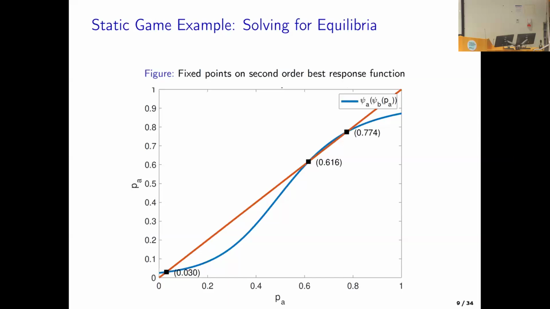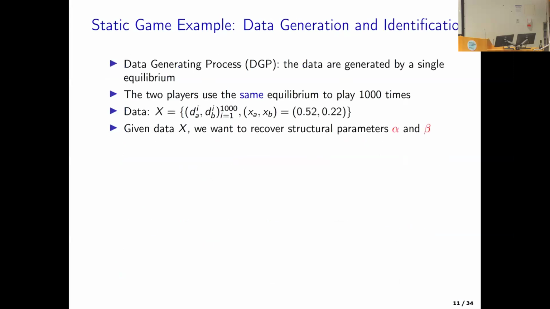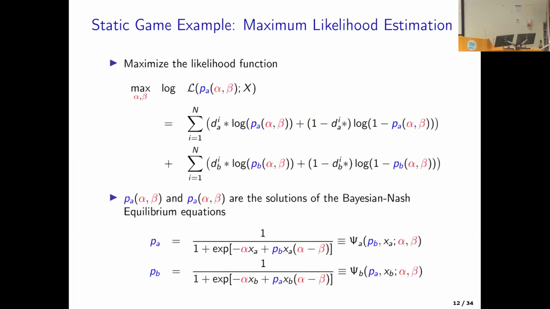This is a solution. In this case, it's PA, for a particular value of the parameters. Every time you change parameters, this fixed point will move around, and it becomes an implicit function of the structural parameters. So this is what we emphasize here by saying PA and PB are these equilibrium choice probabilities for the two players. It's an implicit function of the parameters.